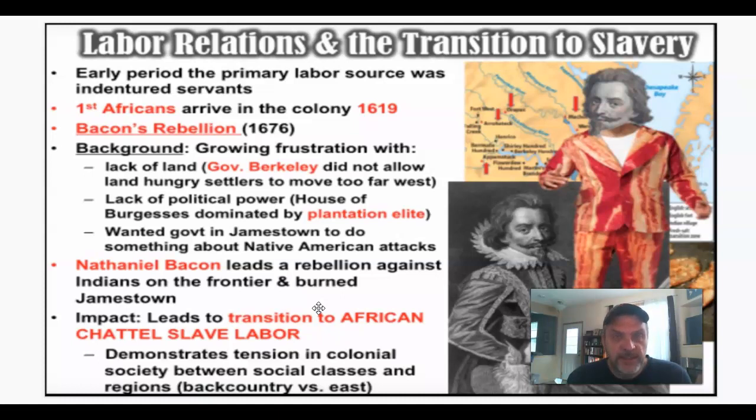Well, the biggest impact, and you have to remember this, is that eventually it would lead to African-American chattel slave labor. This would introduce, really for the first time, a broad movement toward African-American slaves as being the chief source of labor, not indentured servitude anymore.